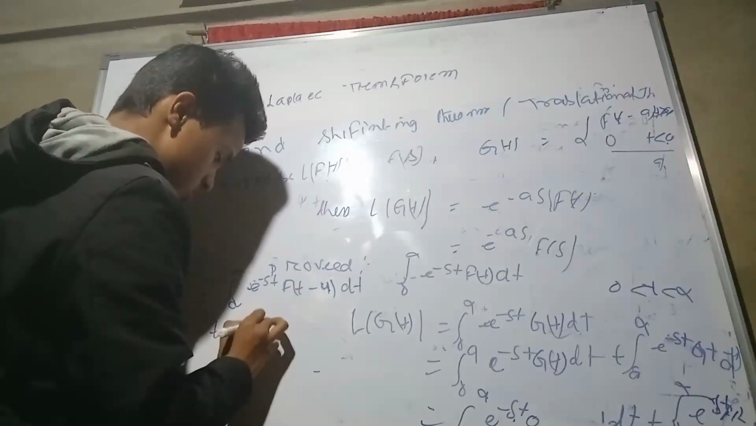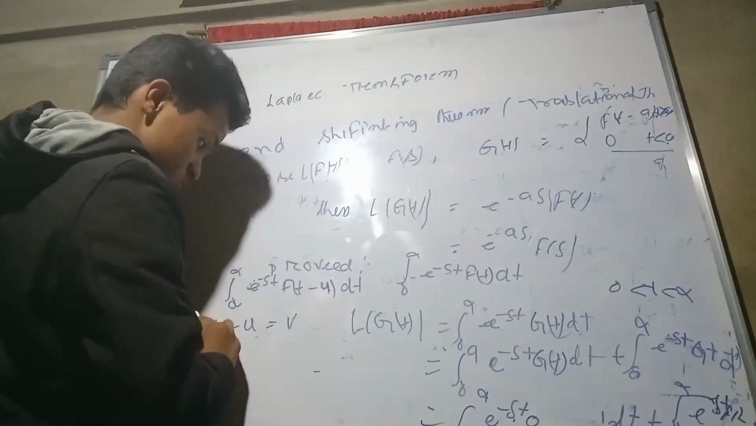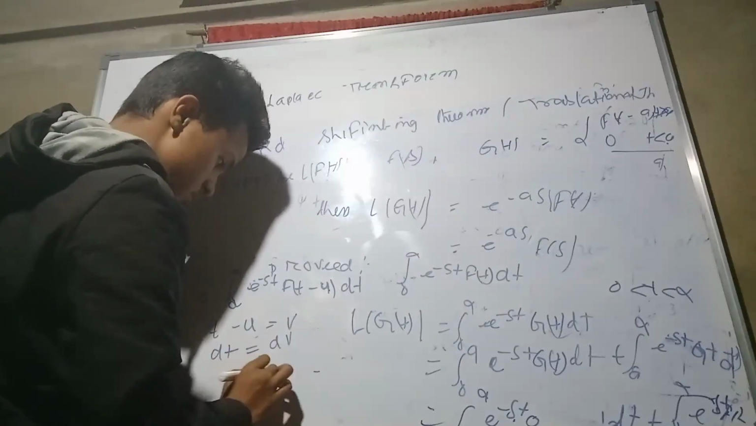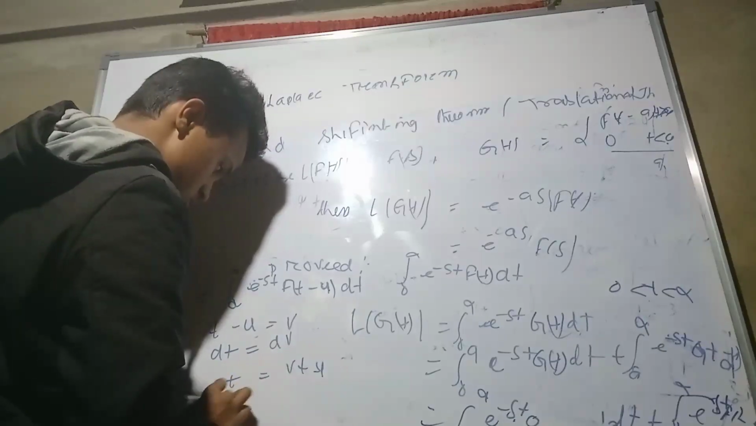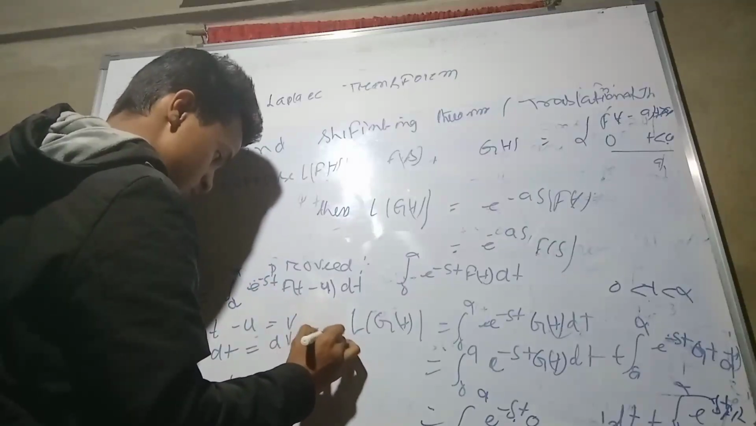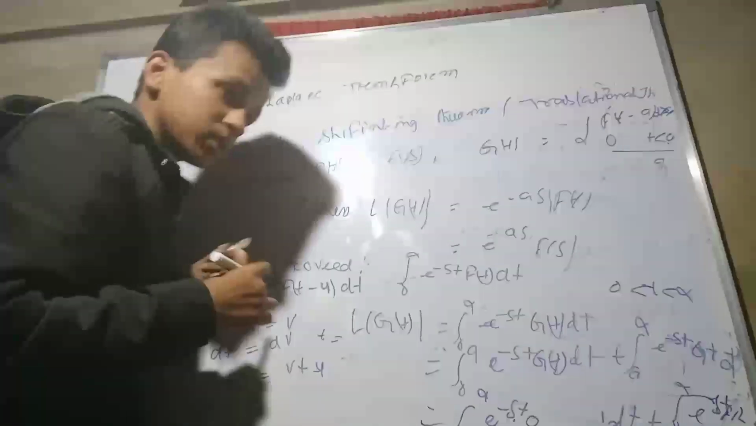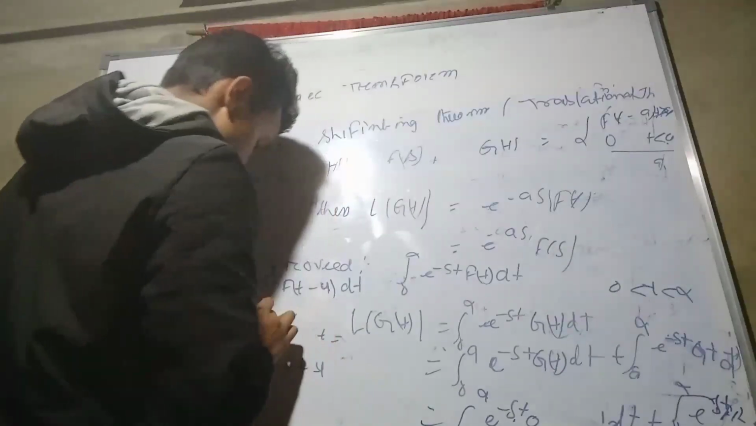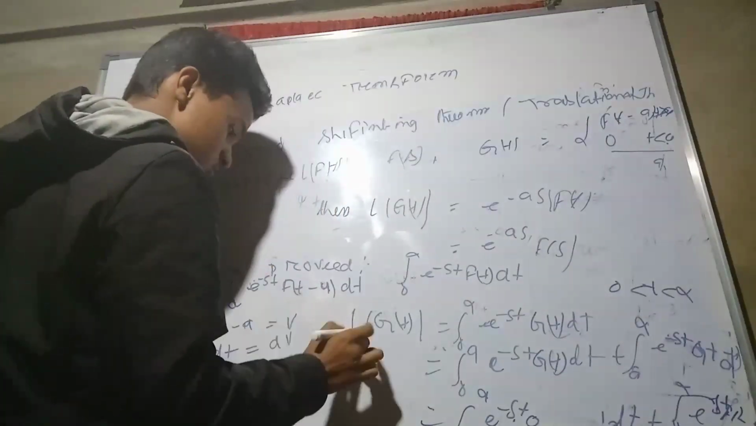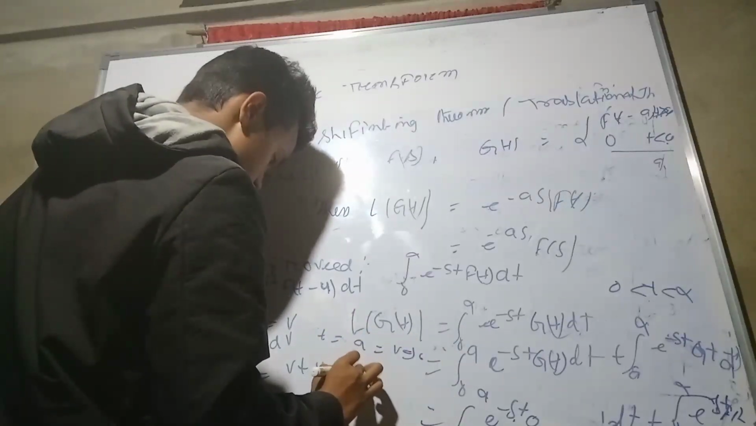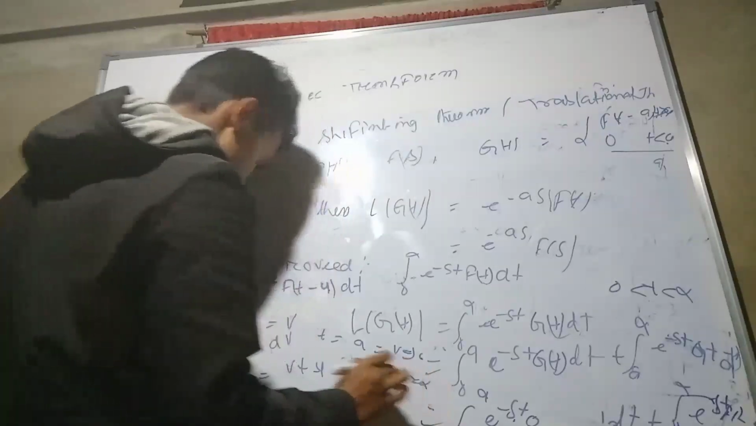Let t minus a equal to u. So dt equals du, and t will be u plus a. So what do we get? When t equals a, u equals 0, and when t equals infinity, u equals infinity.